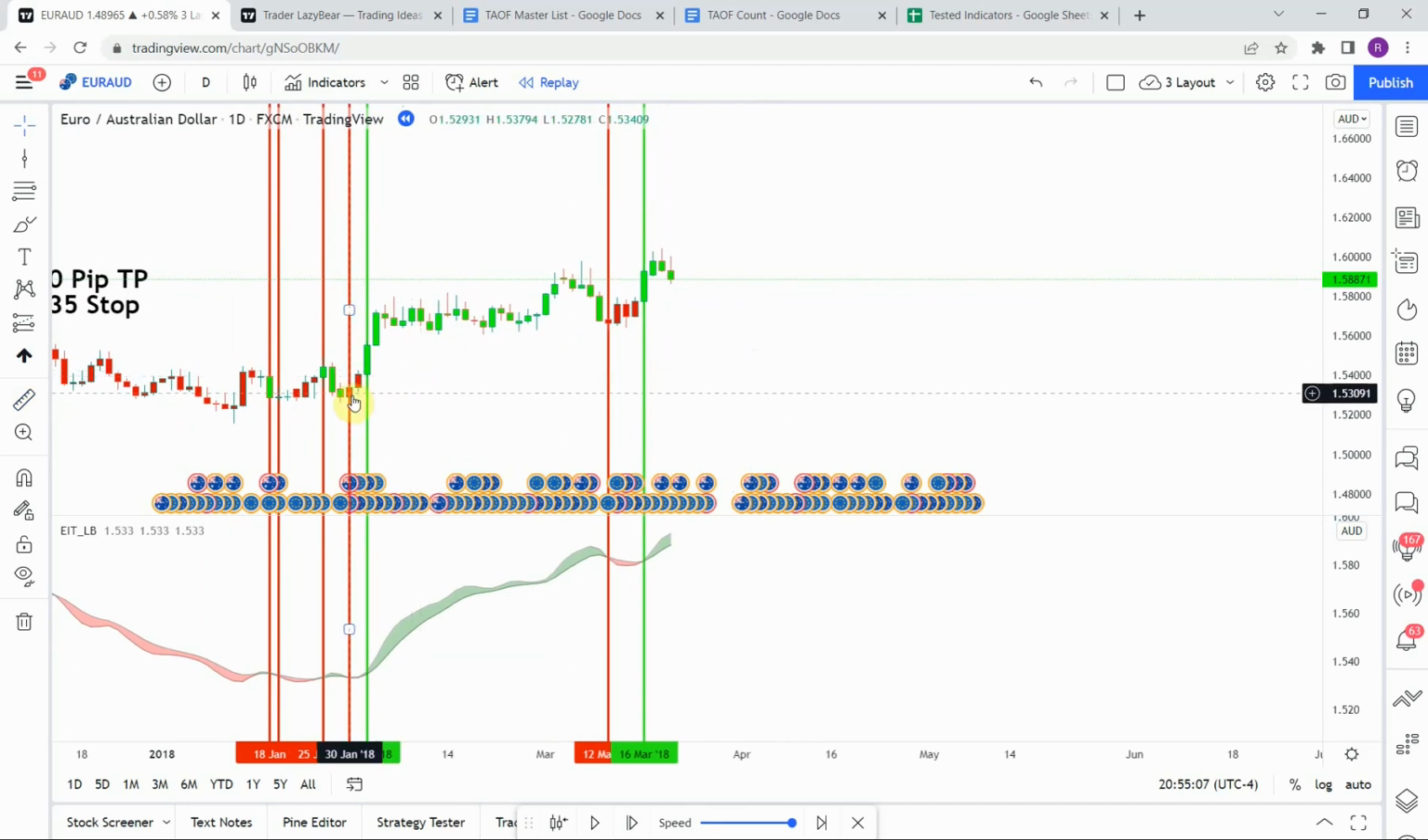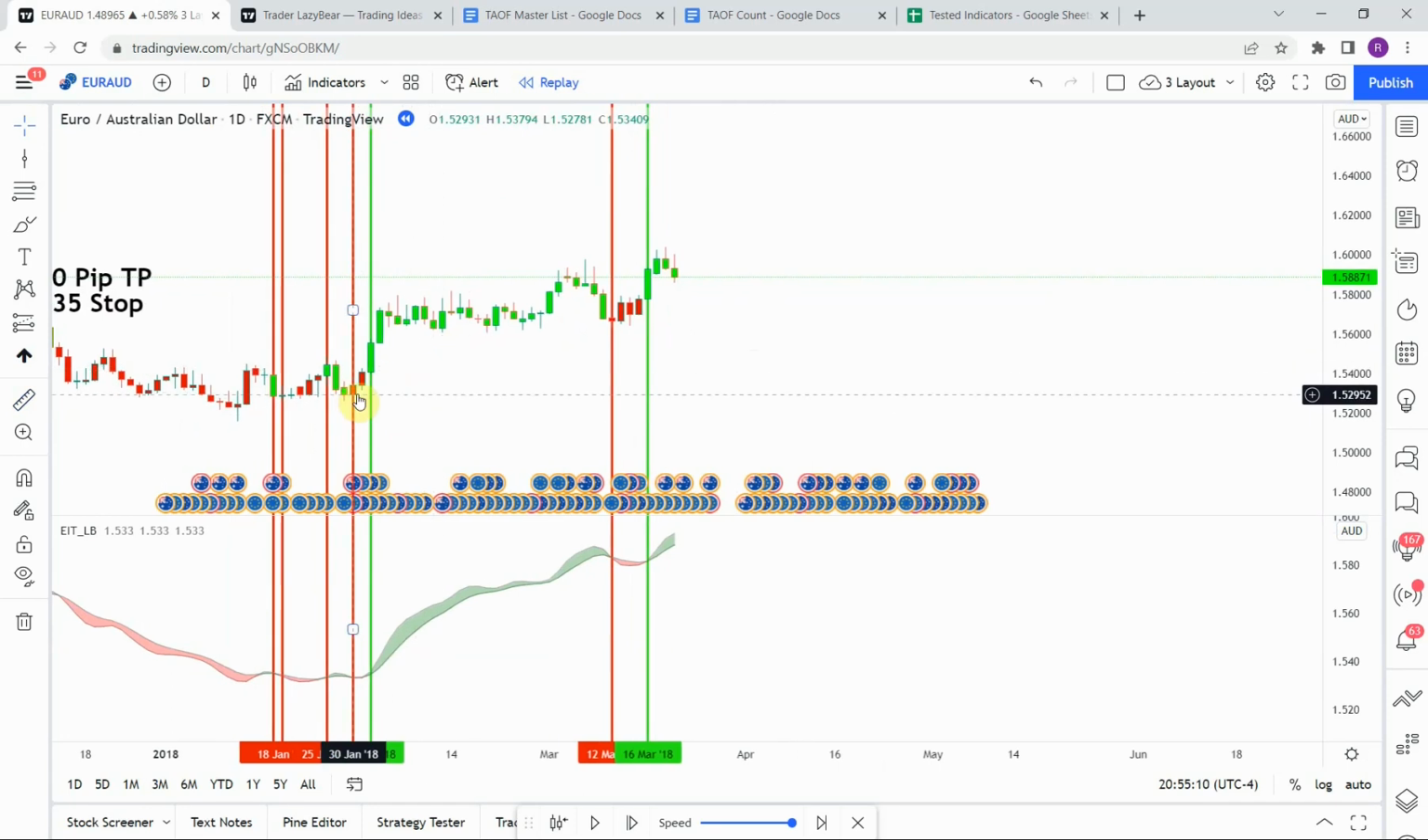All right, so we did pick up that short right here that I was referring to, and within a couple of bars, we did get stopped out on that as we pick up this long right here. This long does pretty good as we get a nice push to the upside. That one gets us to our take profit.